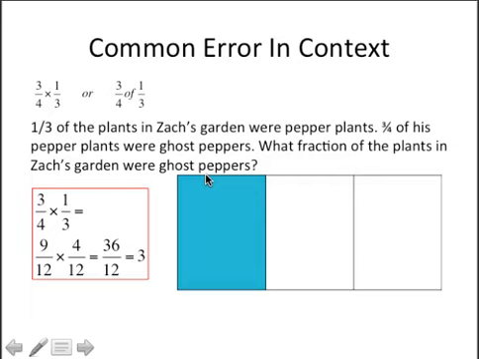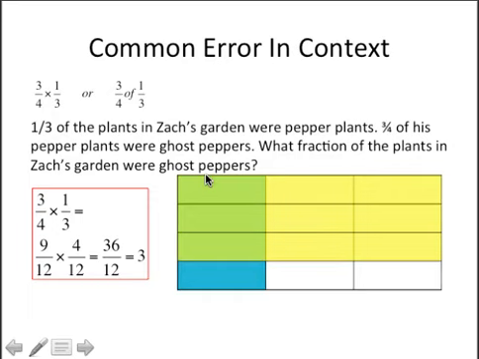So we've got 1/3 of the total plants in the garden were pepper plants, and 3/4 of those were ghost peppers. This overlapping area here represents the product. Here's the correct multiplication. 3/4 times 1/3 equals 3/12, which simplifies to 1/4. So if you see 3/12 here in the overlapping area, it simplifies to 1/4. 1/4 is a correct product here. 1/4 of the plants in Zach's garden were ghost peppers. This is very different from the answer we got here, 3, when the student made this computation mistake.